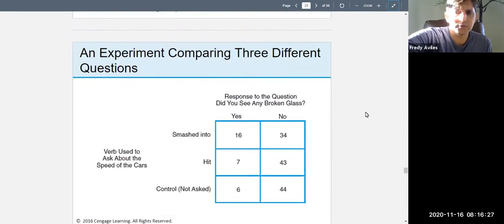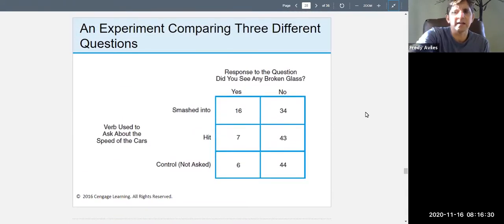And here's an example for you guys. So this is hypothetical data. Let's say, maybe not so hypothetical. This is based on a real experiment, I believe. Here you have data for an experiment. Now let me explain this. Participants watched a film of a car accident, and then they were asked some questions. They were asked, did you see any broken glass when the cars smashed into each other? That's the top row of data there.